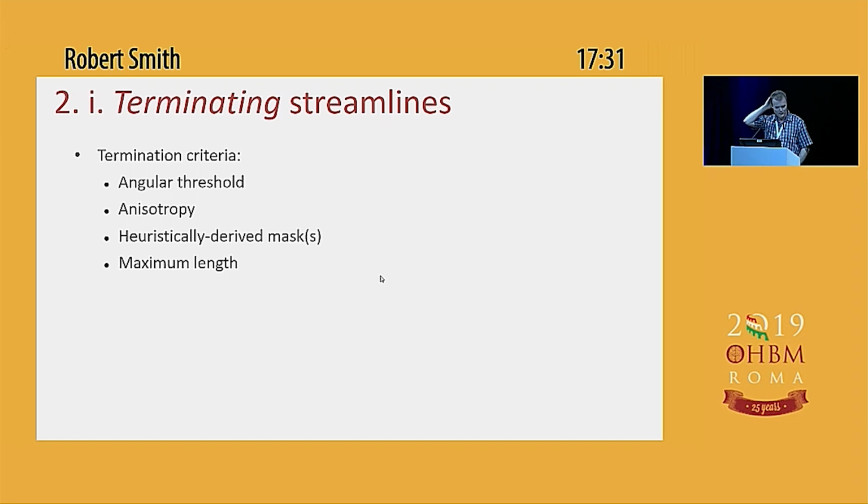So there's a few different ways that people have tried to do this in the past. You can constrain the angle, how much the streamline's allowed to turn. If it tries to turn too sharply, you terminate. You can have some measure of anisotropy from your diffusion model. You can derive some kind of image mask. You can constrain the maximum length.